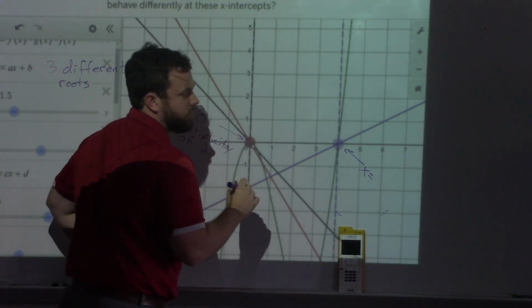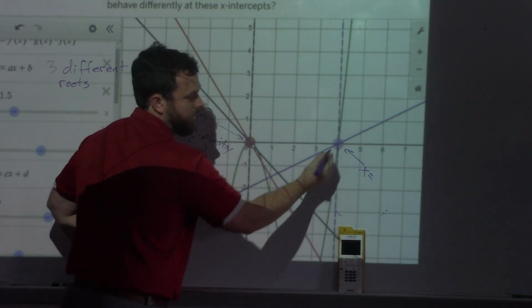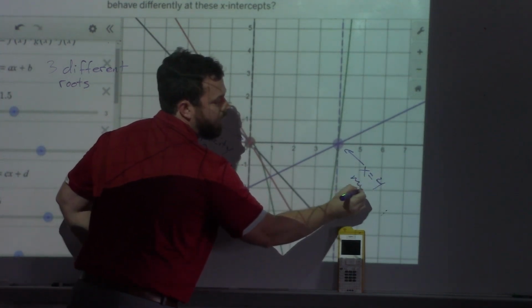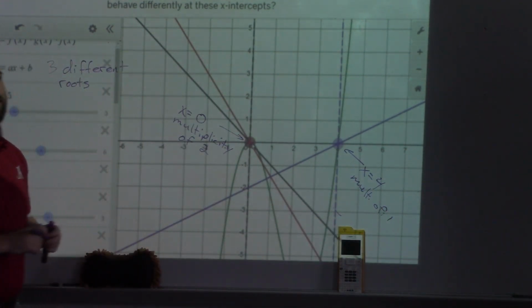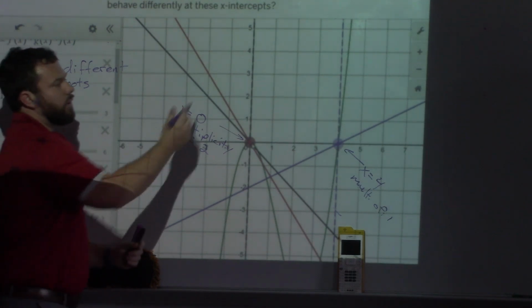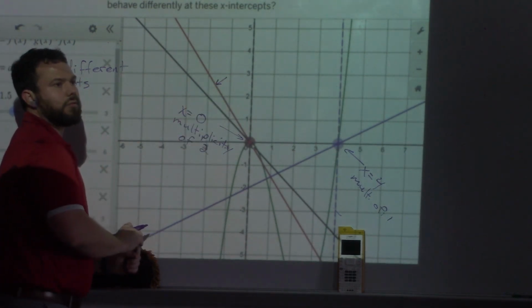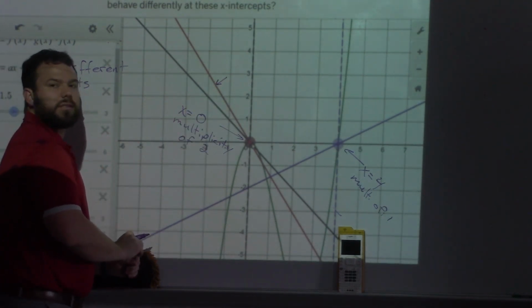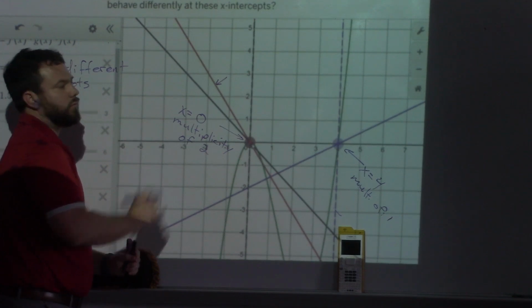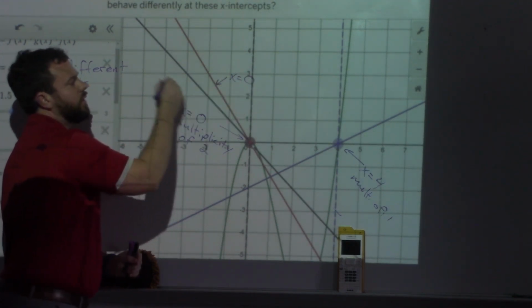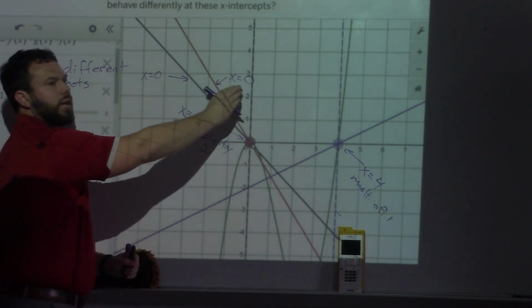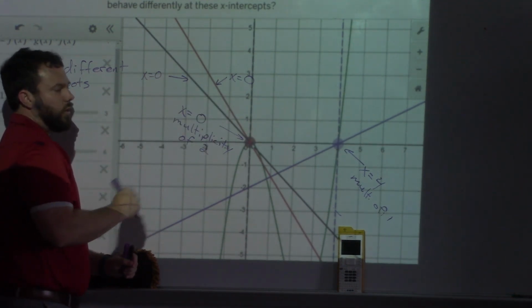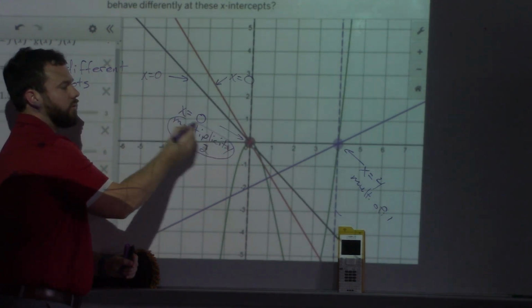x equals what? 0. Because the dot's on 0, right? And x equals 4 with a multiplicity of 1. Here's what I would point out. Quite literally, let's say I look at this linear function, the red one. What is its 0? It's 0, right? This linear function, what is its 0? 0. How many times do I get x equals 0? Twice, so the multiplicity is 2.